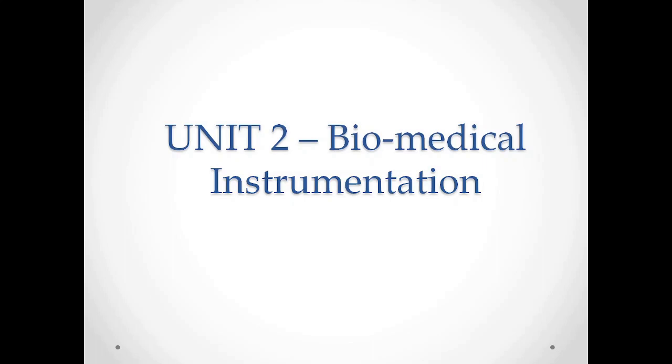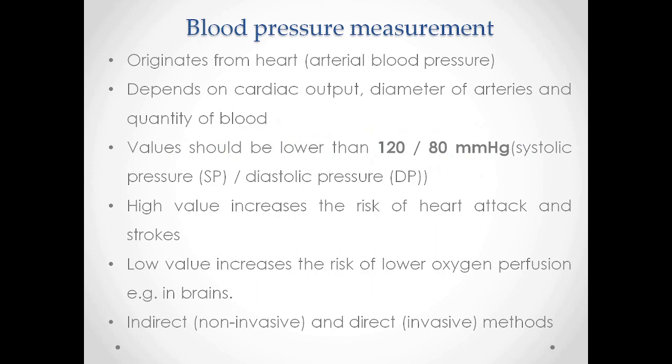We are into Unit 2, which is Biomedical Instrumentation. The topic for today's discussion is blood pressure measurement. You all know the pressure originates from the heart, in particular the artery, so it is termed arterial blood pressure. The blood pressure depends upon the cardiac output, diameter of the arteries, and quantity of blood. These three are the major parameters that decide the blood pressure.